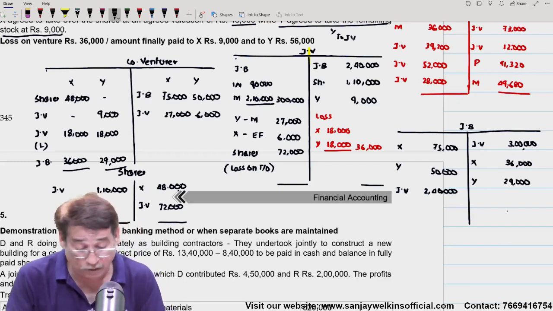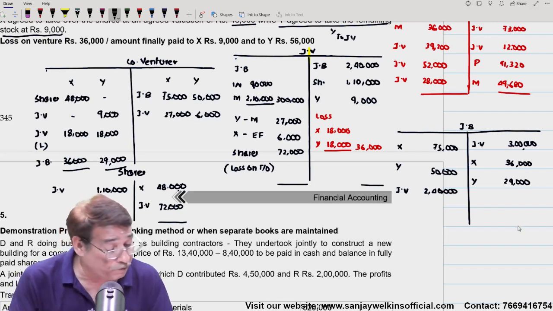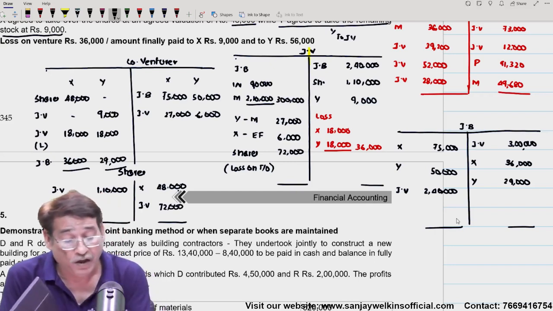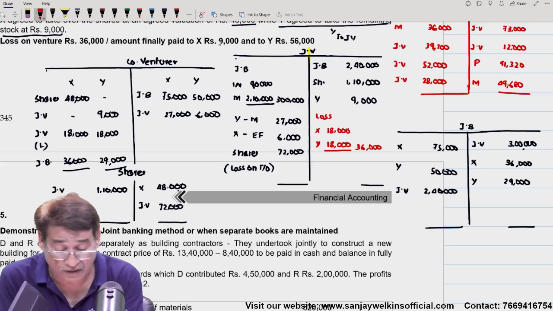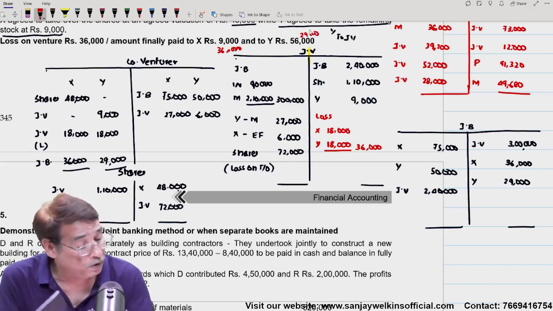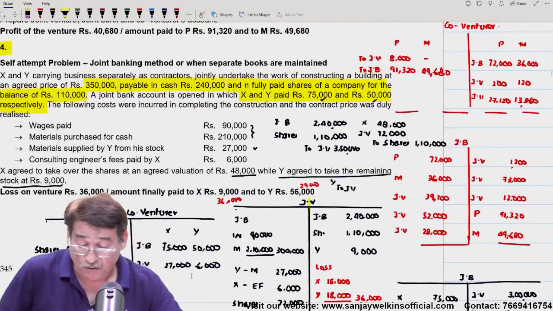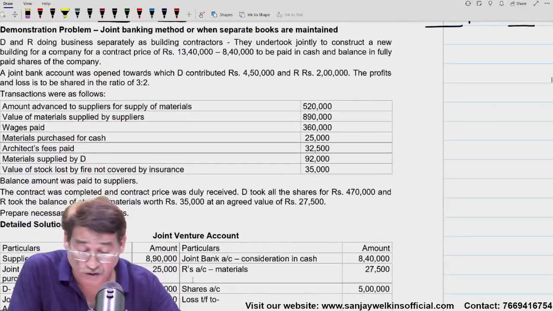Then you will tally this: 29 plus 36, 36 plus 29 plus 300, 365 is the total of this, and the total of this one is equal to 240 plus 50 plus 75, that is also 365. So you just rectify these. In case it is written 9,000, it should be 36 and this should be 29. Total is okay, 365, 365. So this is how you are supposed to do this particular question.